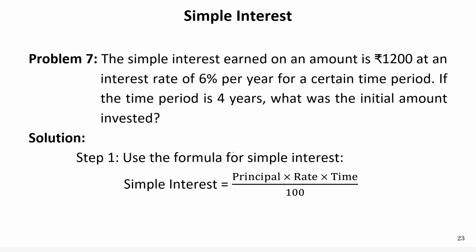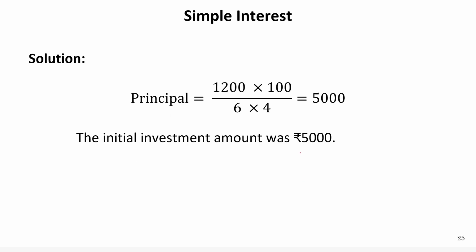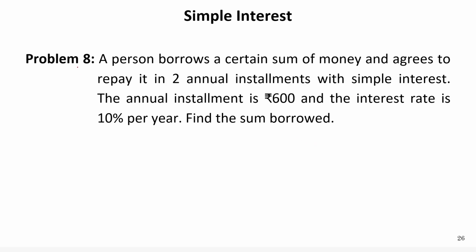Using the formula, SI is equal to PRT by 100, right? So SI is equal to 1200, 6%, 4 years. So principal into 6 into 4 by 100. Okay, so there is a slight mistake here. So it will be what? 1200 into 100 whole by 6 into 4 is equal to 5,000. So the initial investment amount was 5,000 rupees. So let's see problem number 8.